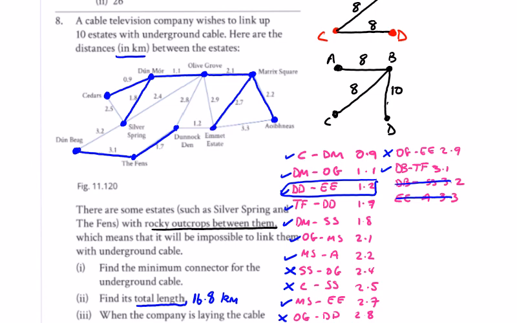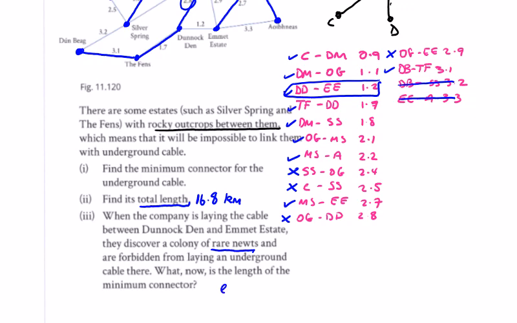So it looks like we just have to go from OG to DD. So it was 1.2 and it's now 1.8. So it's an extra 1.6. So that will be 18.4 kilometers.